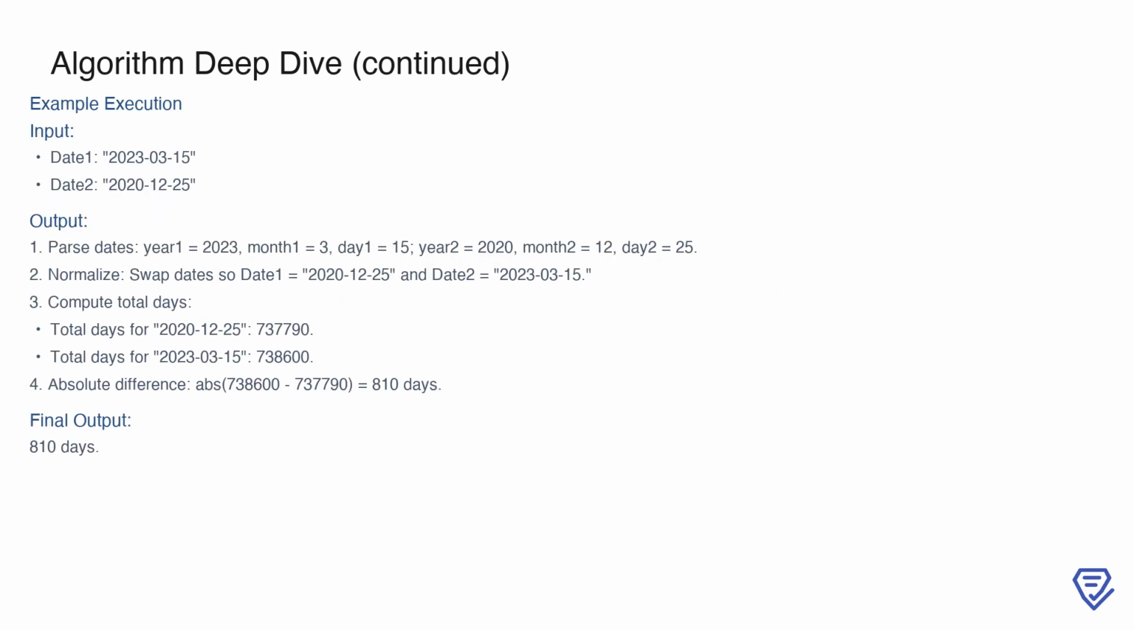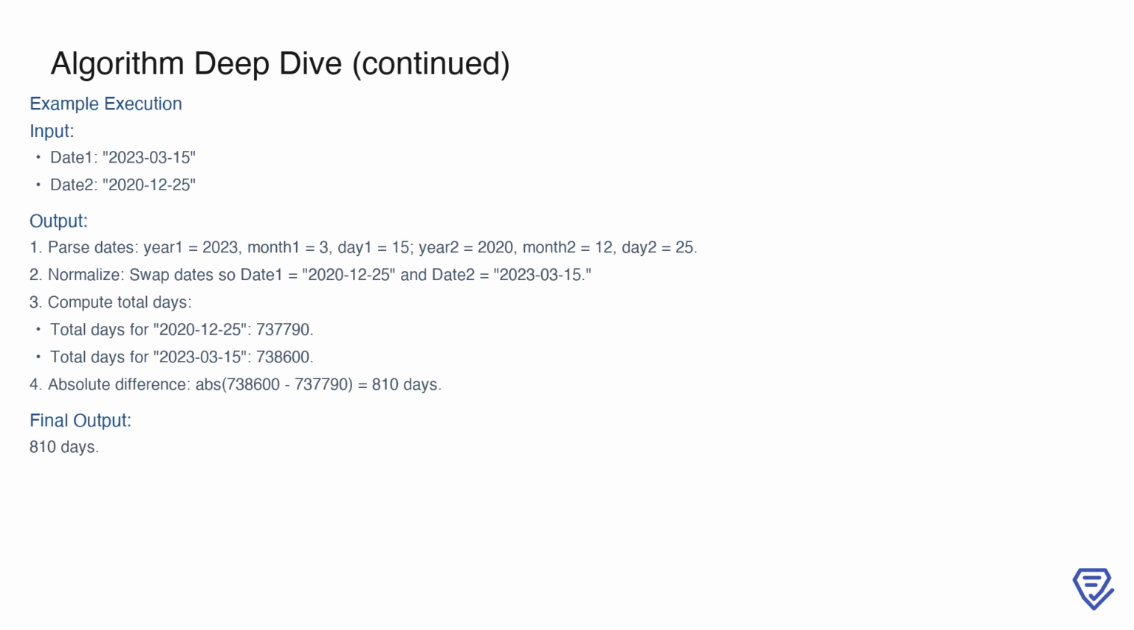Let's walk through an example execution. Suppose the input dates are March 15, 2023 and December 25, 2020. First, we parse the dates, extracting year1 equals 2023, month1 equals 3, day1 equals 15, and year2 equals 2020, month2 equals 12, day2 equals 25. Next, we normalize the dates by swapping their order, so date 1 becomes December 25, 2020 and date 2 becomes March 15, 2023.